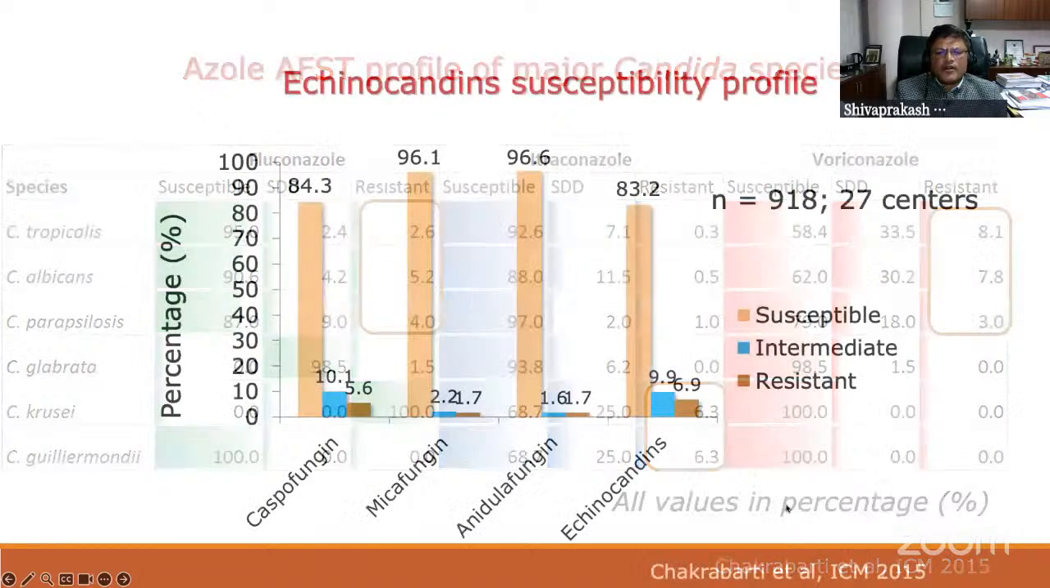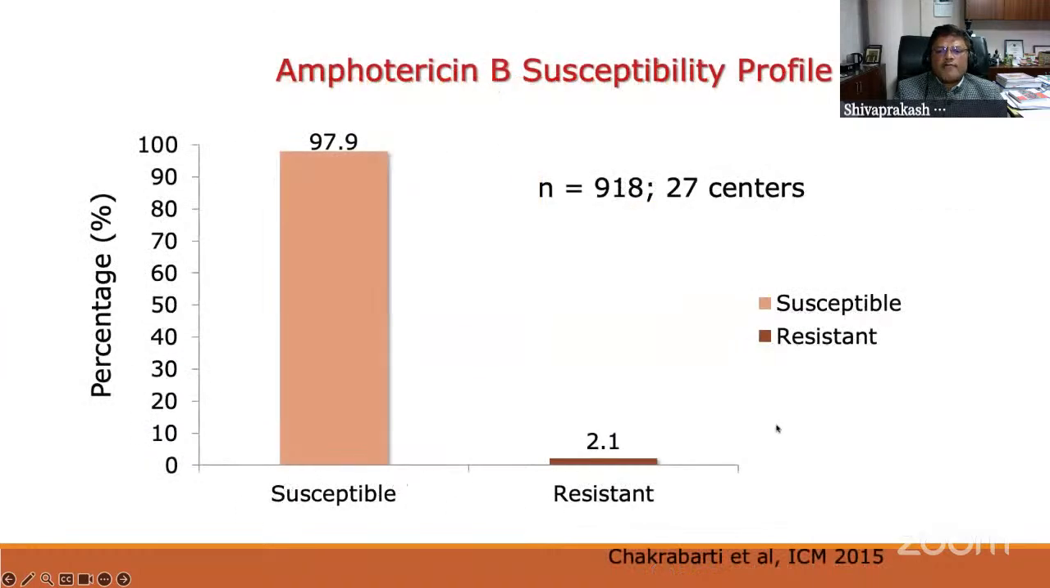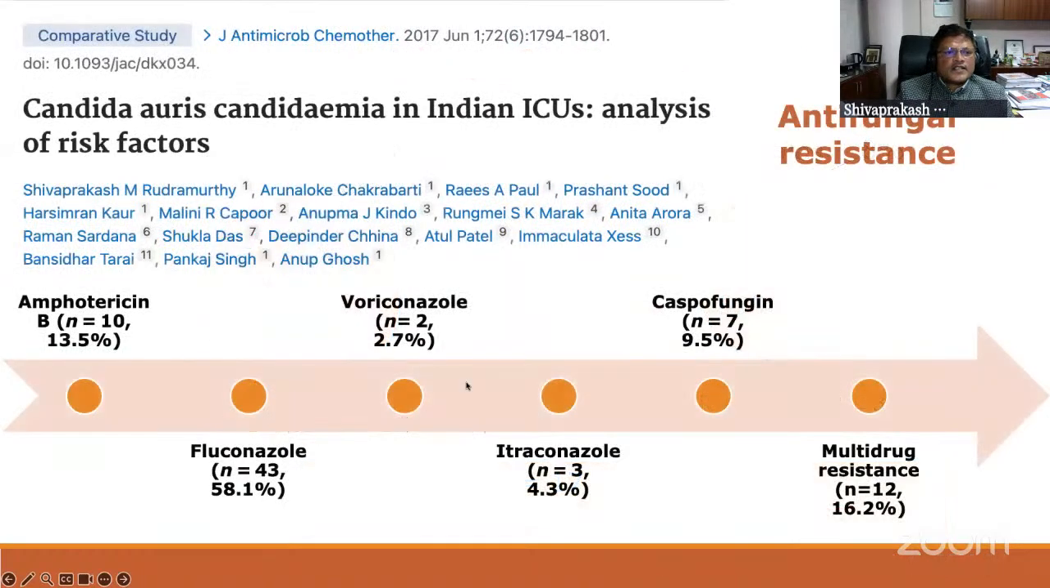Itraconazole generally we do not use. Echinocandin, as I said, 6.9% resistance. Amphotericin resistance we do not see much in Candida species, but we do see it with other molds. So this is again the same data.